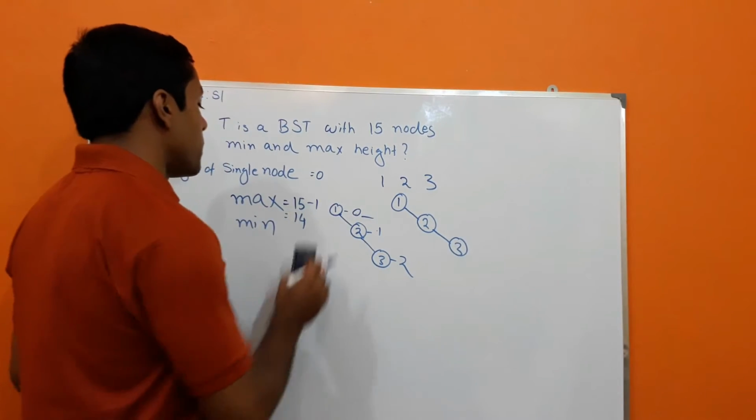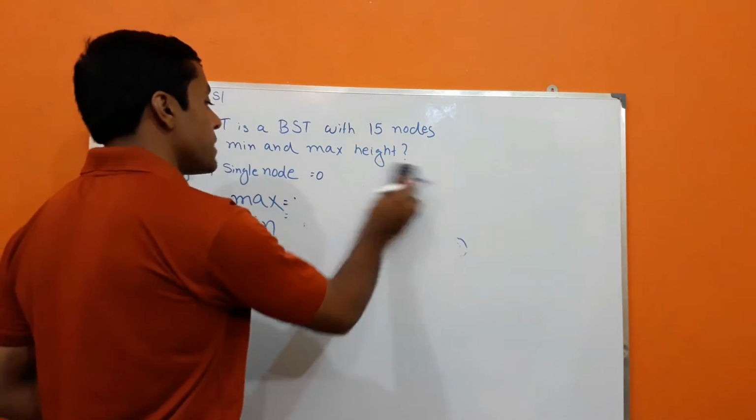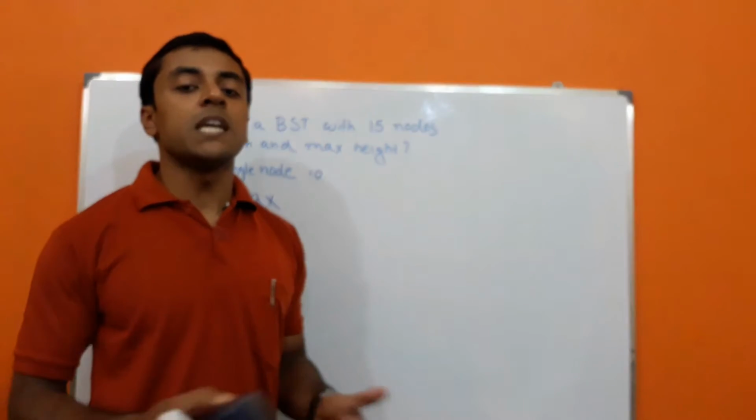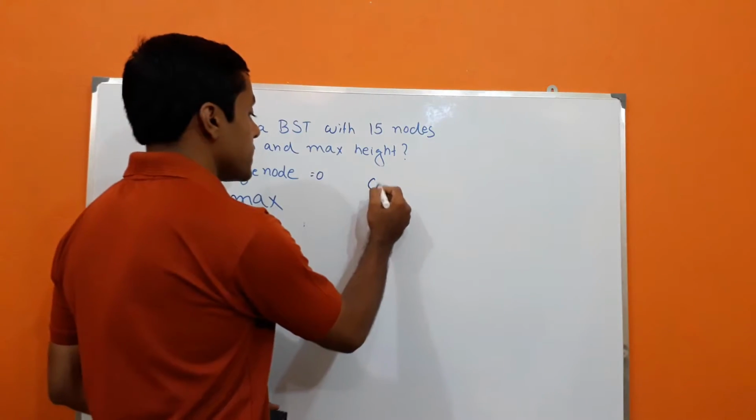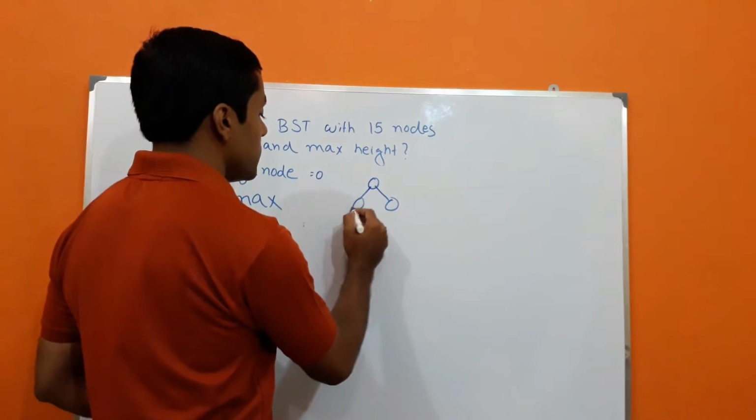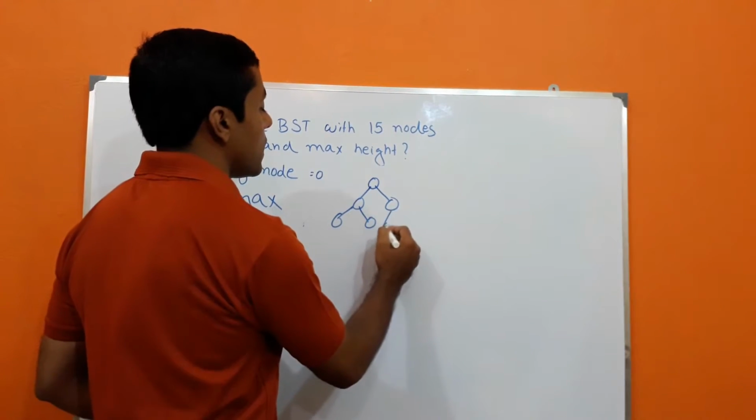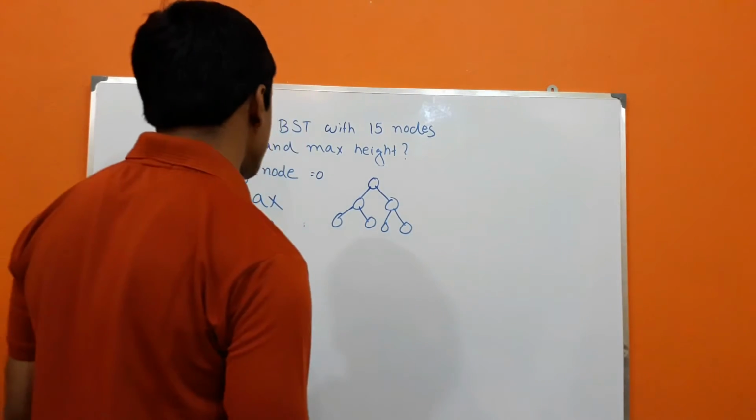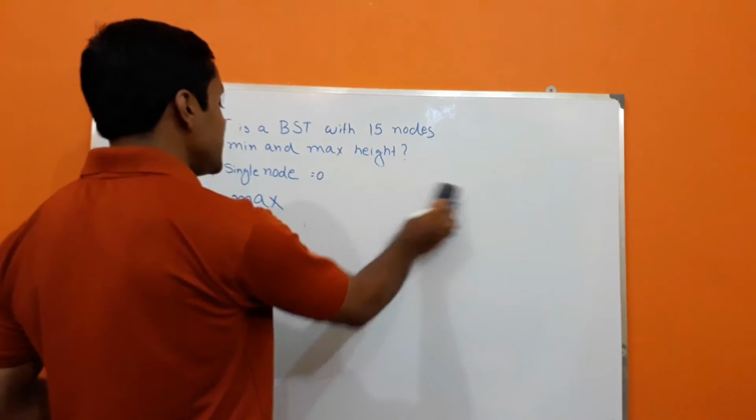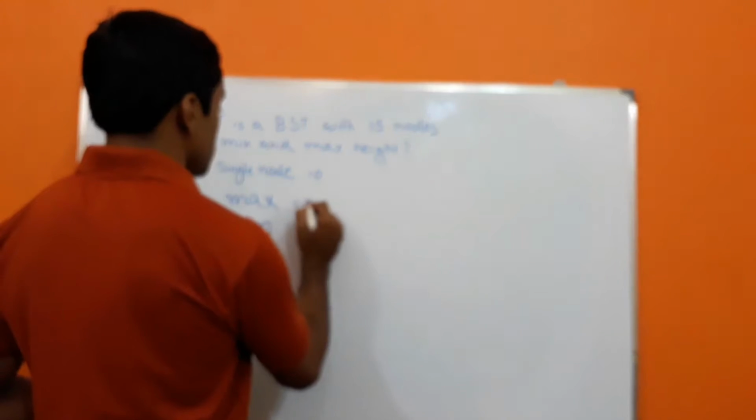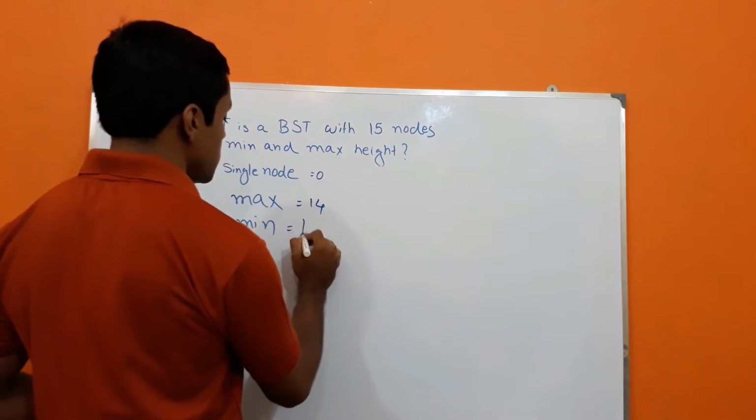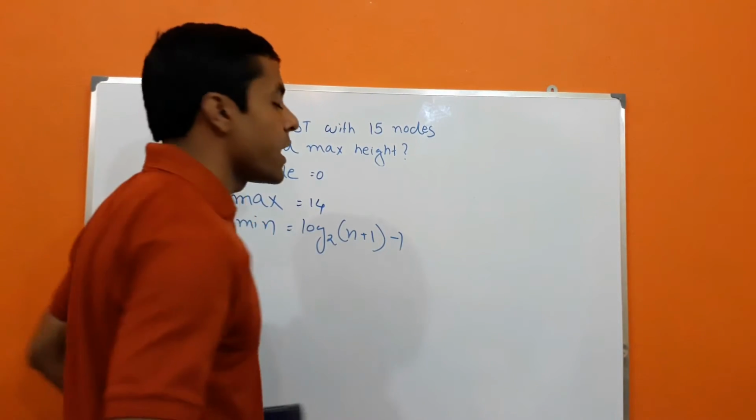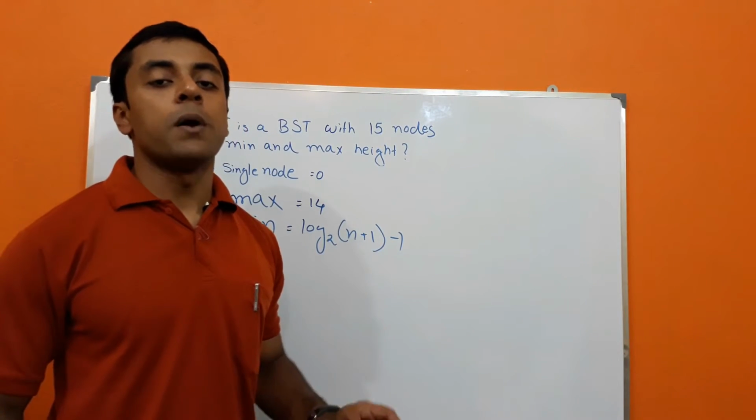Now in case of minimum height, when should I get the minimum height of the tree? When the binary search tree is fully complete. That means something like this. If I draw a tree in this way, then the height will be minimum. So what is the formula to compute the minimum height? The formula is log 2 (n plus 1) minus 1, where n is the number of vertices.